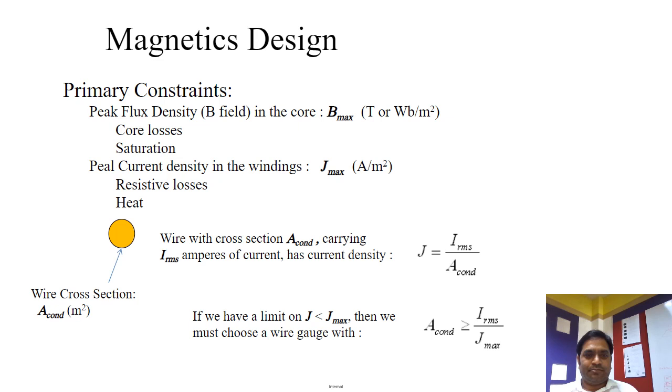The second constant is the peak current density in the winding, which is called Jmax, and this again depends on the winding material. Different materials will have different maximum current densities which they can handle, and in magnetics design we should take care of this. We should not design any component which crosses this max limit, otherwise this will lead to excessive resistive loss, and resistive loss will lead to heat, and ultimately our component will fail.